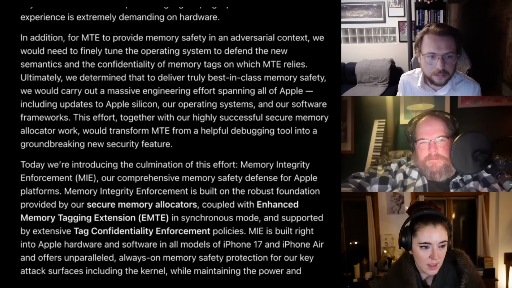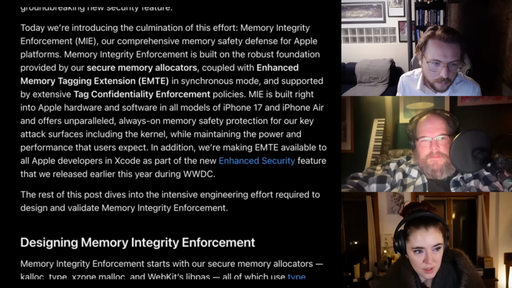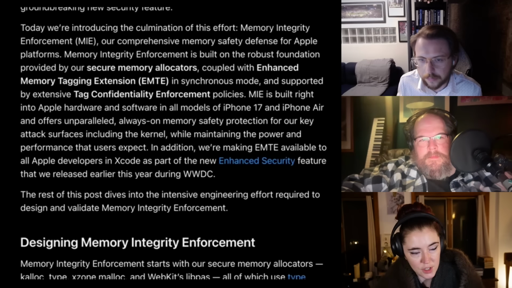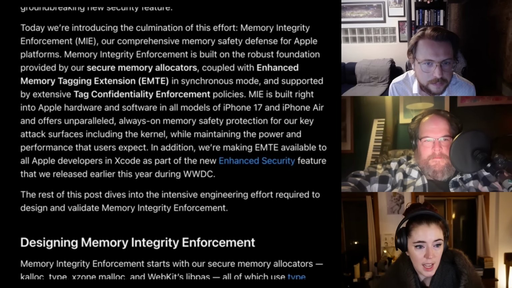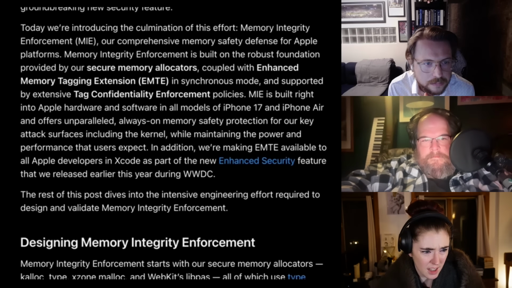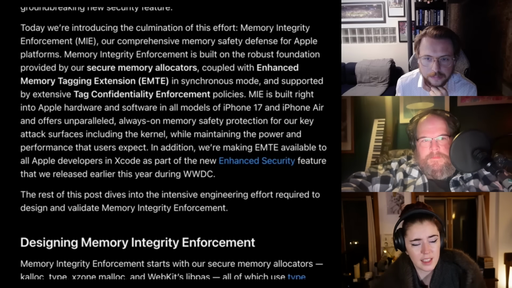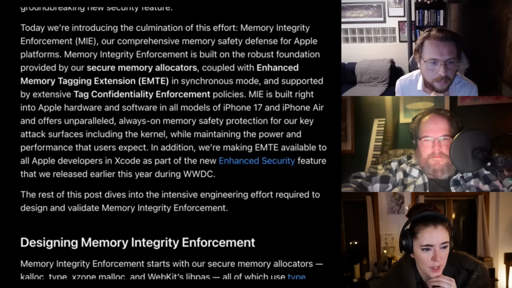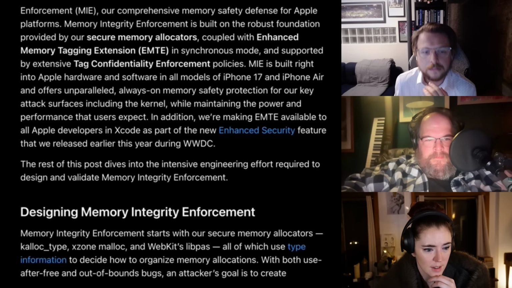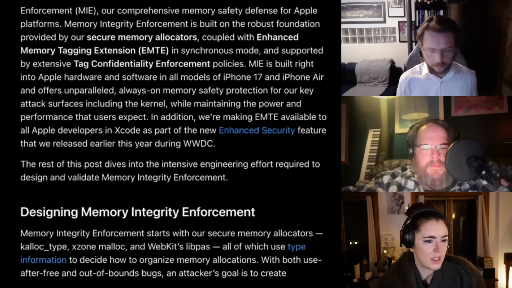And so the thing they're calling Memory Integrity Enforcement includes the new memory allocators in the kernel and in userland, enhanced Memory Tagging Extension in synchronous mode, and extensive tag confidentiality enforcement policies. We haven't talked about that at all, and I think that's down at the bottom. We have to get to that. And it's built into Apple hardware and software in all models of iPhone 17 and iPhone Air. And I think they said in their announcement that it's going to come to either the next MacBook or the latest MacBook. I forget which one.